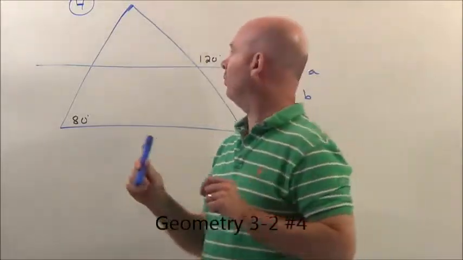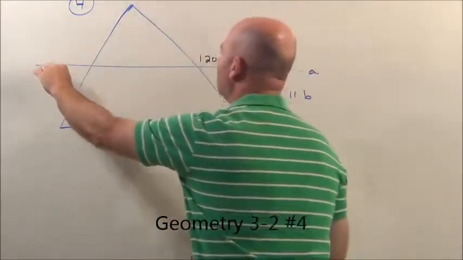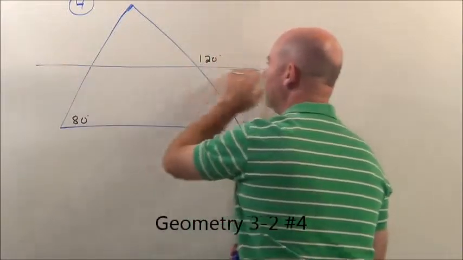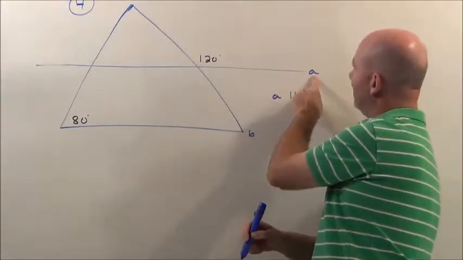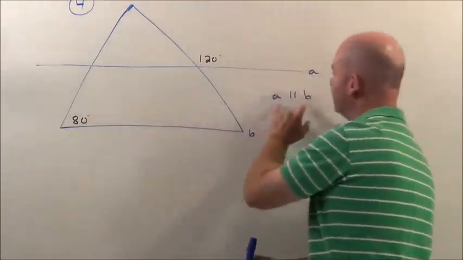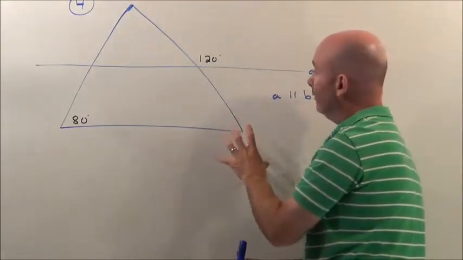Here we have problem 4. So we have a triangle with a line going through that triangle. Now it does say right here, here's A and here's B, and it says A and B are parallel. That's very helpful to know.